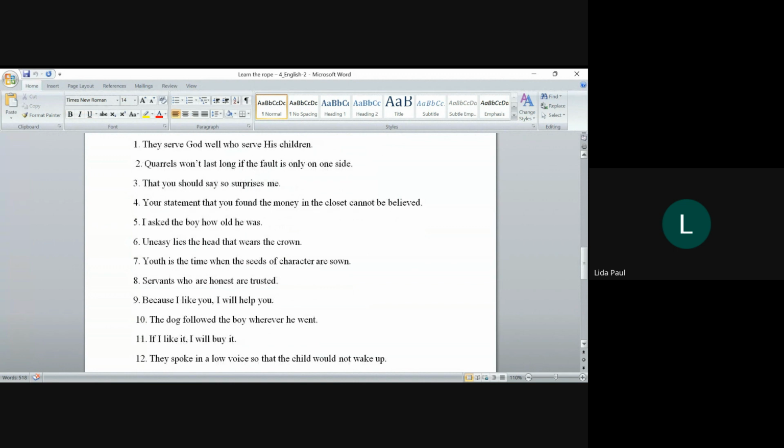Let's see. The first one: they serve God well who serve his children. Who serve his children. And what is this? Nominal, a noun clause. They serve God well. Nominal, right? Next: quarrels won't last long if the fault is only on one side. If the fault is only on one side, right? And what is this? Adverbial, right?